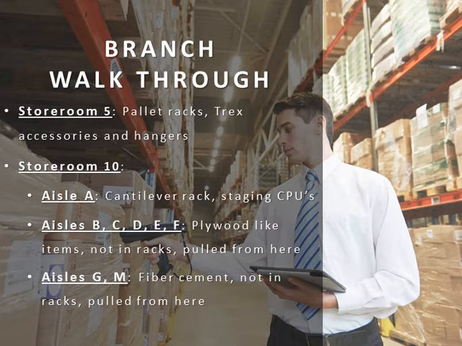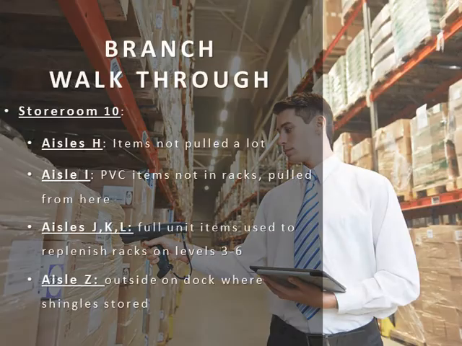these locations. Aisles G and M are fiber cement that are not in racks and will be pulled from these locations. Aisle H is items that are not pulled a lot and will not be in racks. Aisle I is all the PVC items that are not in racks and will be pulled from this location. Aisles J, K, and L are full unit items that are used to replenish the racks on levels 3 through 6. Aisle Z is outside on the dock where shingles are stored.